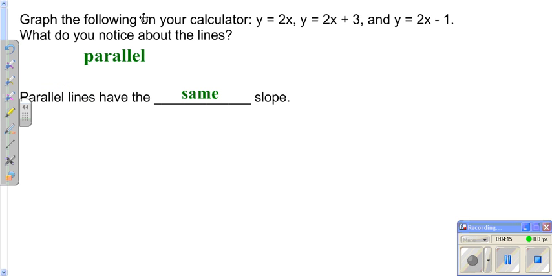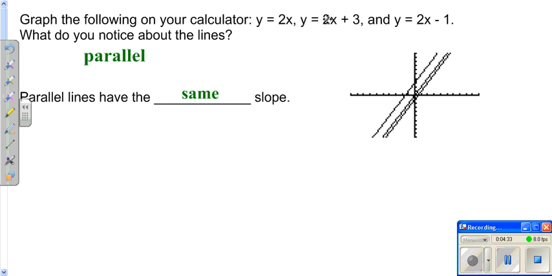Now, if you go ahead and graph these on your calculator, you'll notice you end up getting lines that are the same steepness, but just going in the same direction, but parallel, not touching each other. When you plug each one of these into your y equals on your graphing calculator and use the zoom standard window, you end up getting a window that looks like this here.